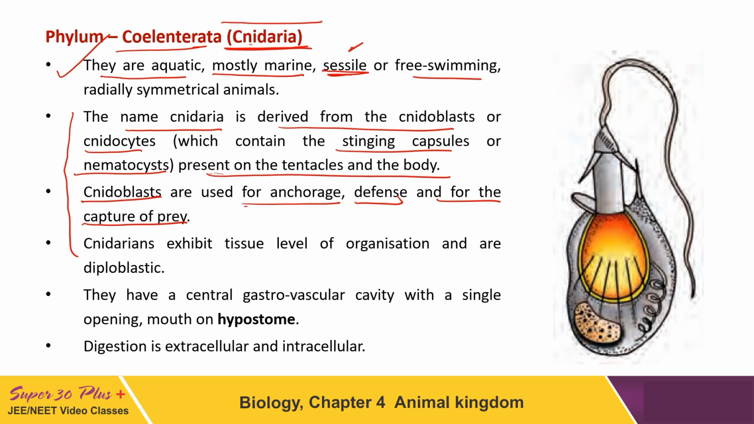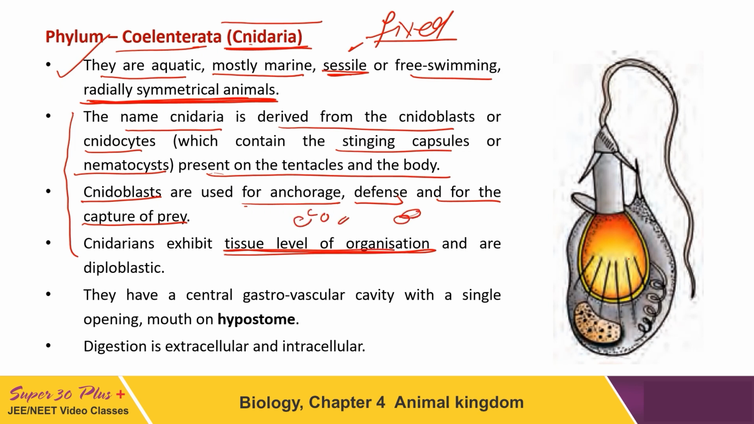Or free swimming ones we have. We have radially symmetrical animals, radial symmetry. Sessile means that they remain fixed, they do not move. These are sedentary. Cnidarians exhibit a tissue level of organization. The cells are arranged in groups, and each group performs a specific function. You know the meaning of tissue, and these are diploblastic.